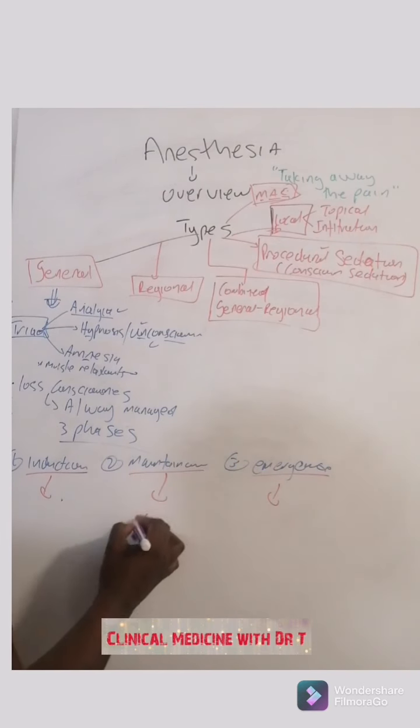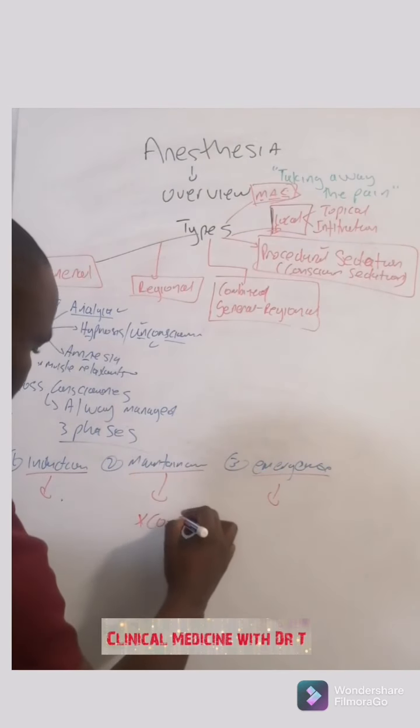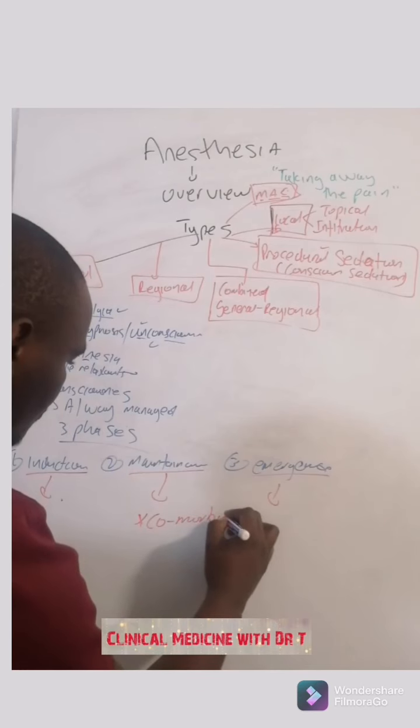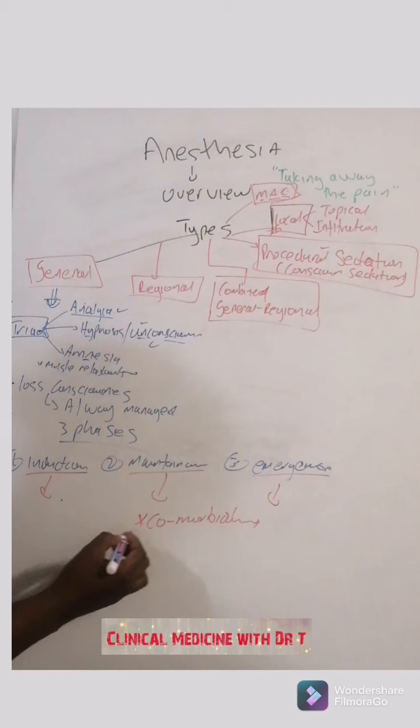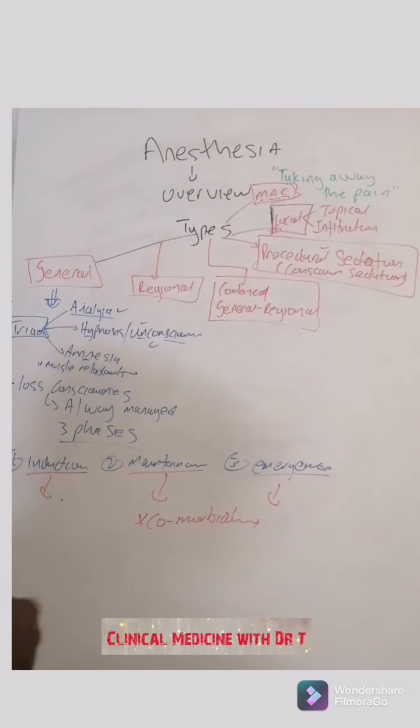And also, there is an issue of comorbidities. A patient who's got so many comorbidities is more difficult to give a GA than a patient who does not have any comorbidity. And also, the other things as well. Are they pregnant? Are they not pregnant? So general anesthesia becomes complex because of things like that. But we are going to talk about GA and talk about induction, maintenance, emergence, all those things. This is just an overview.